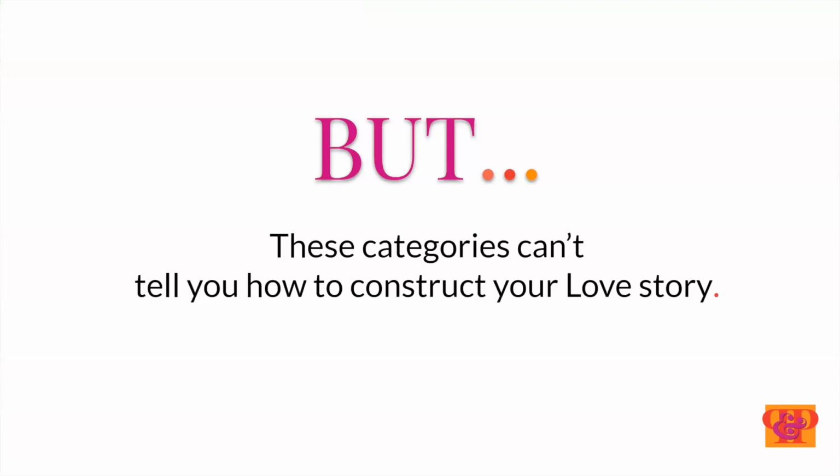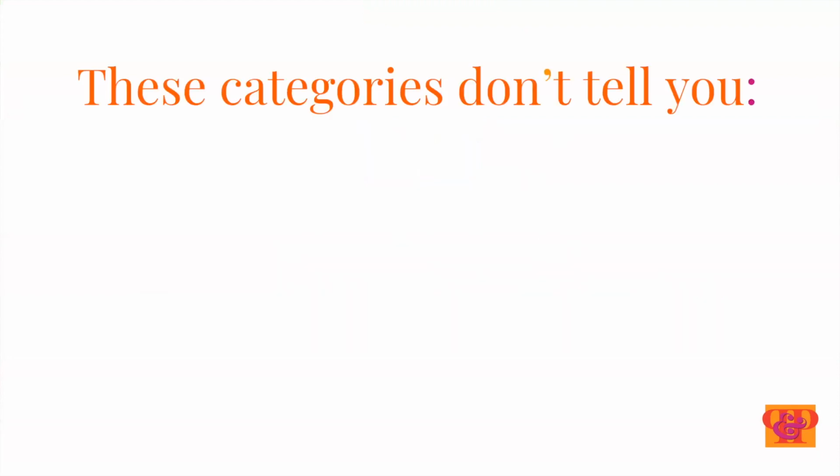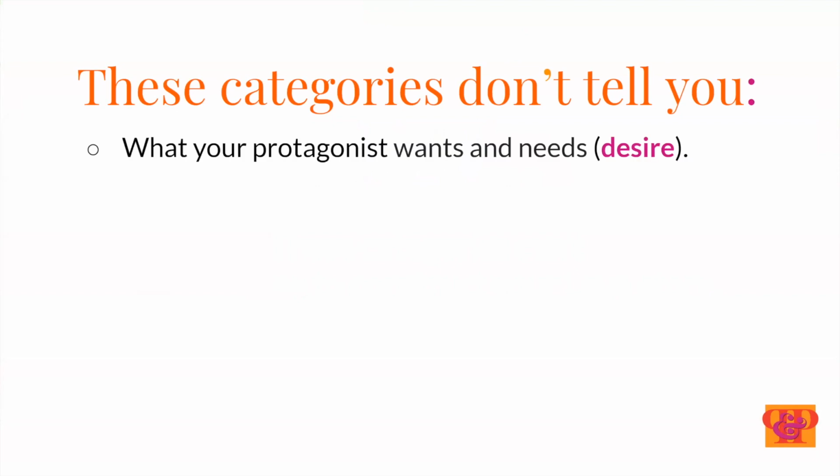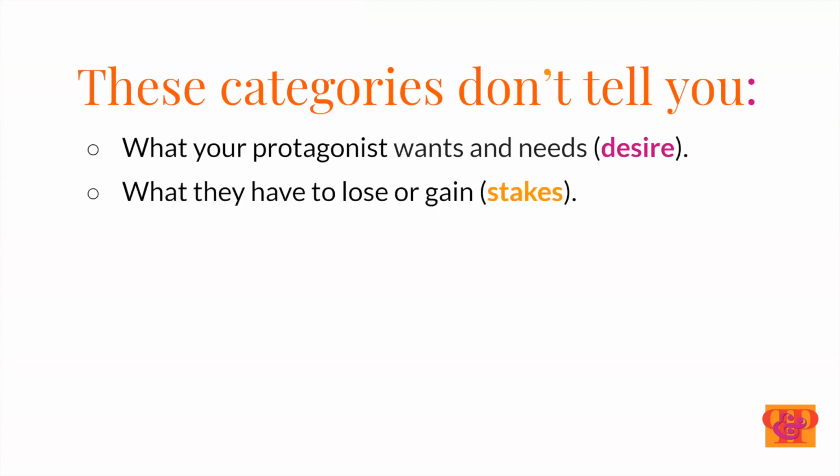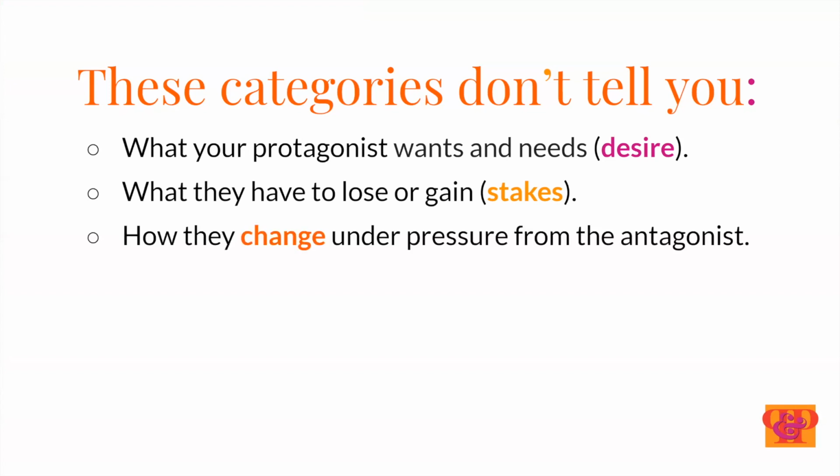All of that is important, but marketing category or setting type alone does not tell you much of what you need to know as a writer to construct and complete your love story. These setting types or marketing categories do not tell you how to meet the expectations of your love story reader. They don't tell you the want and need, that is the desire that drives your protagonist forward in the story. They don't tell you what the protagonist has to lose or gain, that is the stakes inherent in the story. Marketing categories also don't tell you how the love story protagonist changes under pressure from the antagonist.